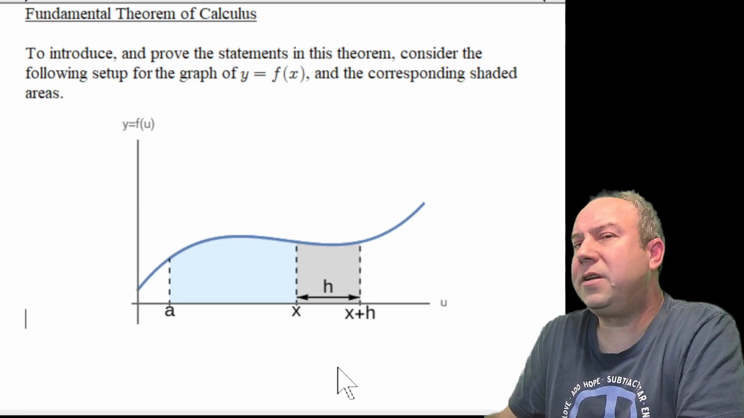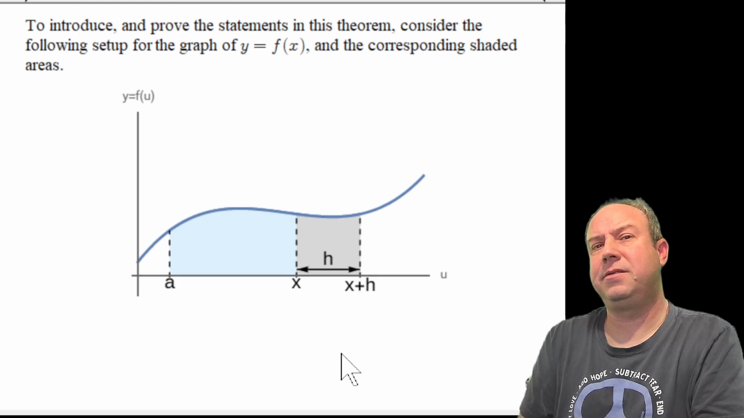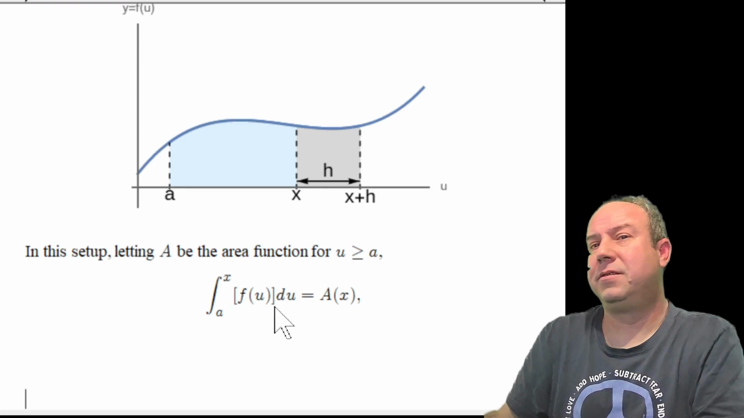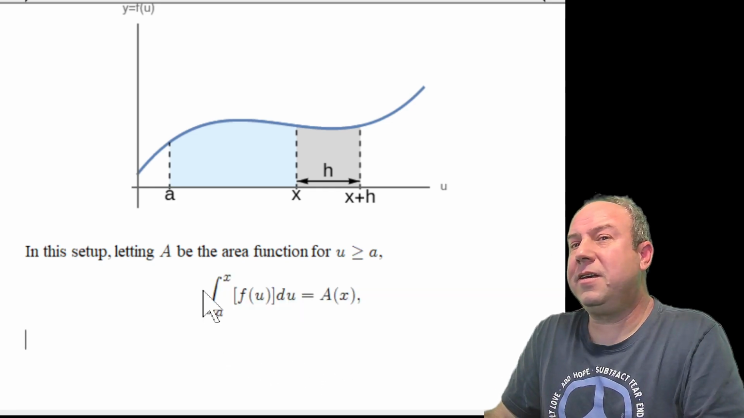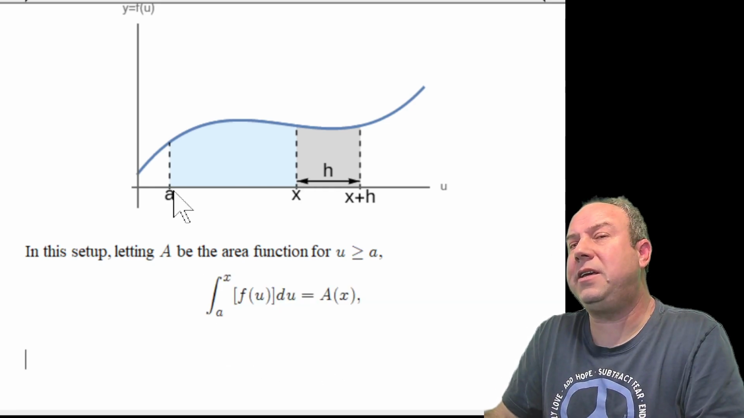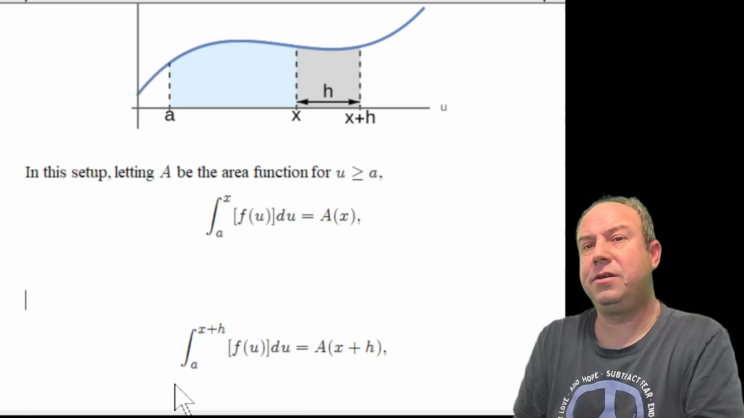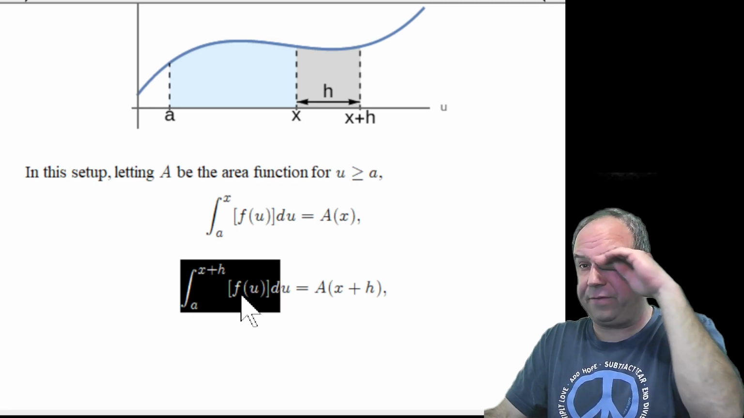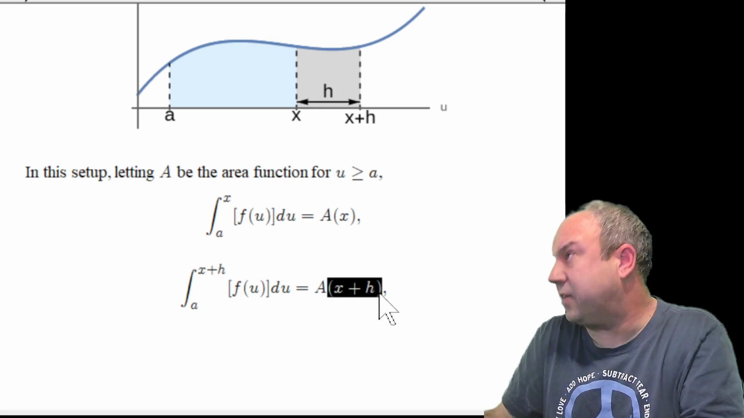If we start to define those areas individually, the area function will tell me that the area from a to x is what we say is A of x. That would be this area here. And the area function would tell me explicitly that the area from a to x plus h would be the definite integral from a to x plus h for f of u du, which would be like the area function evaluated at x plus h.